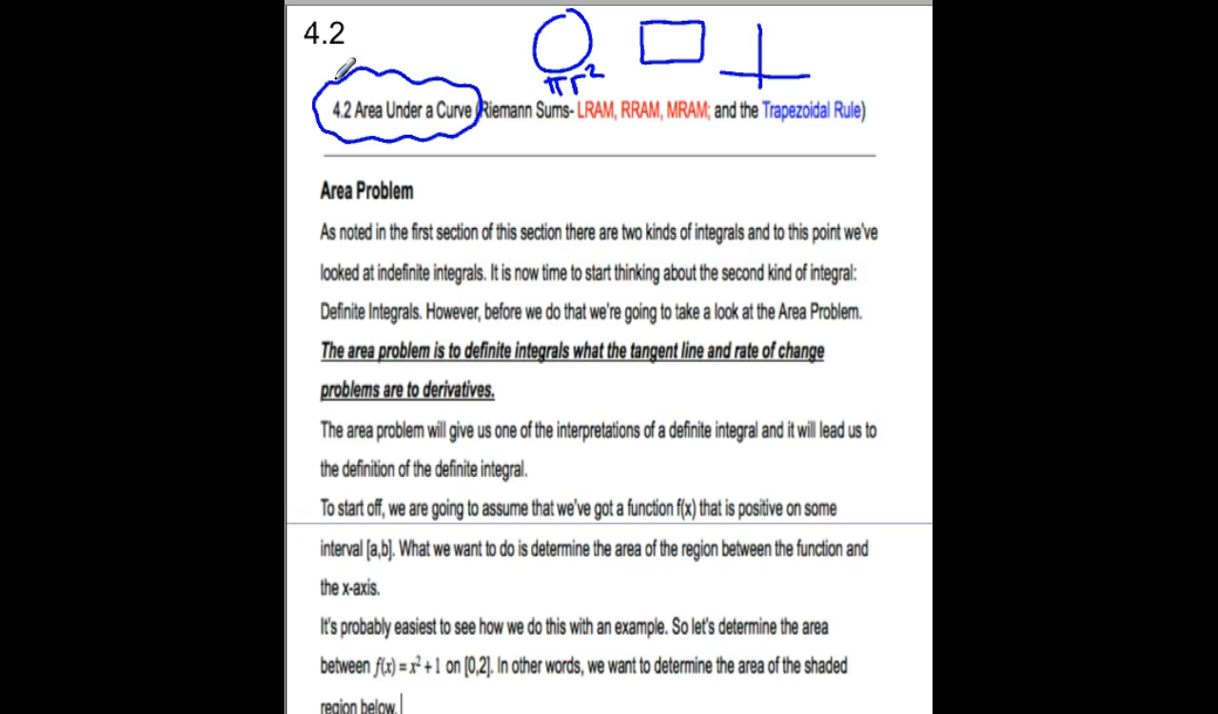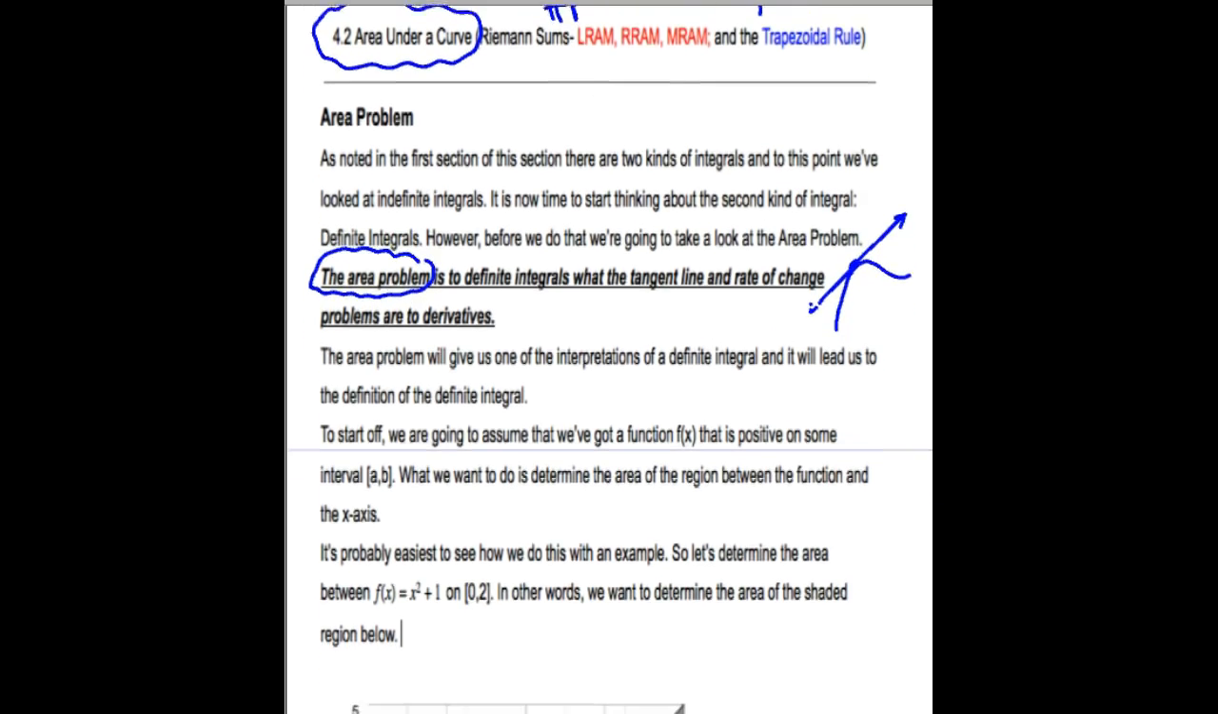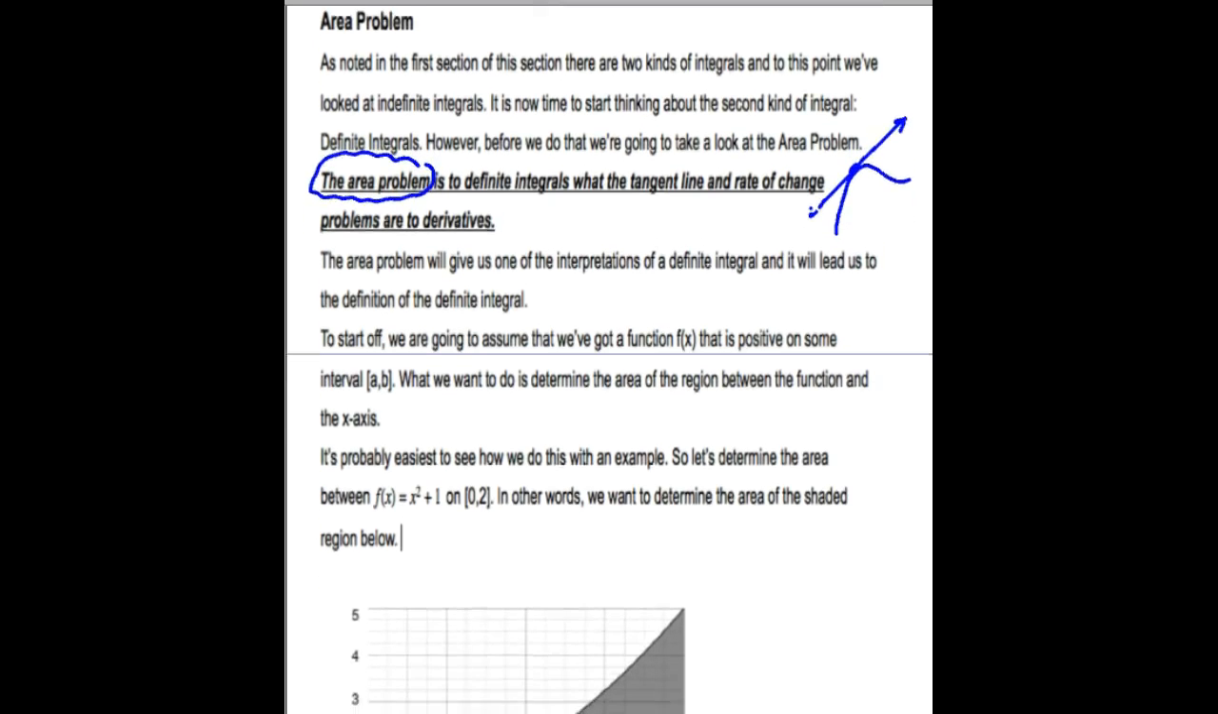We are going to do what we call the area problem. And the area problem is to integration as the tangent line problem was to derivatives. Remember, when we first started dealing with derivatives, we were talking about the slopes of the tangent line. And when we start dealing with integrals, we're actually finding area. And so you don't get the connection yet, but eventually you will.